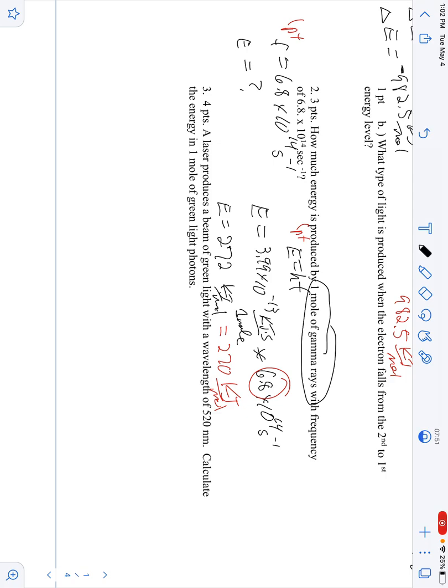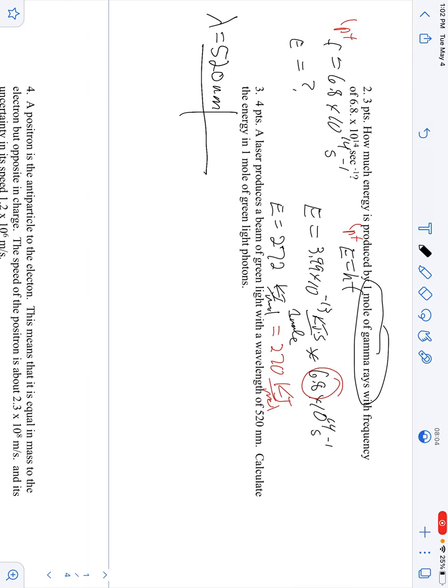Number 4, a laser produces a beam of green light with a wavelength of 520 nanometers. Now, I'm just going to go right away and convert that to meters because I know my wavelength has to be in meters. So if I have nanometers up here, I put nanometers down there. I convert to meters. I put a 1 next to the larger unit, and that means the other one will always have a positive exponent. Now, where did I get that times 10 to the 9th? I got that off of Appendix C, because Appendix C says there's that many nanometers in a meter.